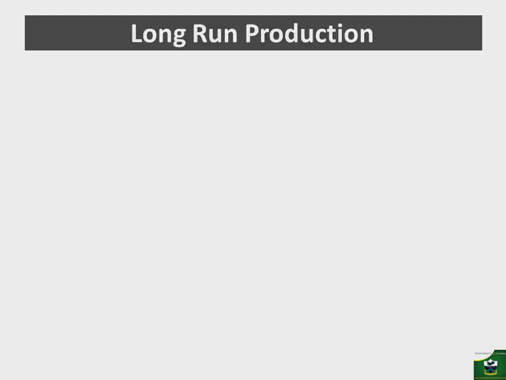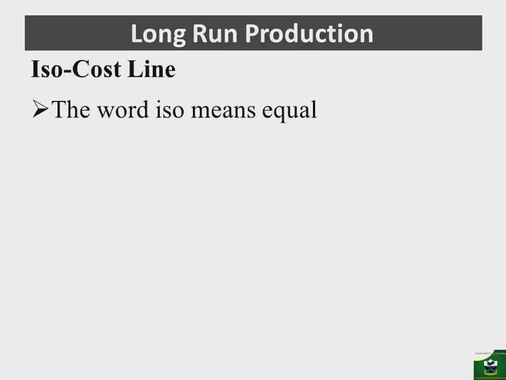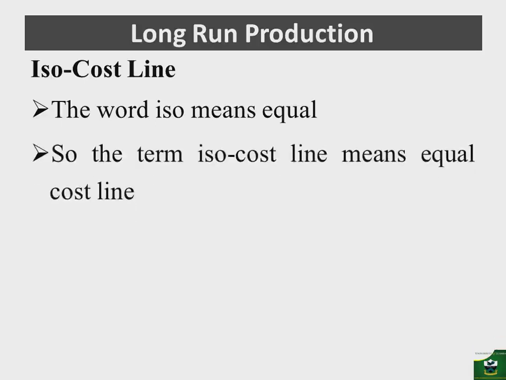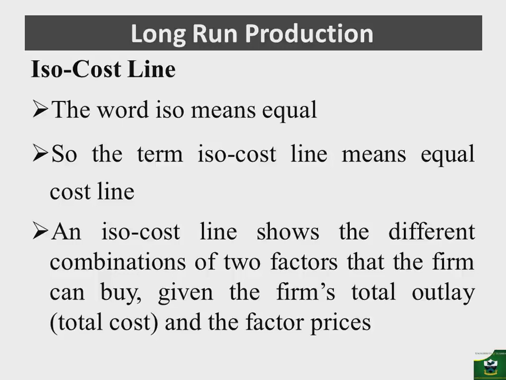So let's begin by looking at the ISO cost. The word ISO means equal. So the term ISO cost line means equal cost line. In other words, an ISO cost line shows the different combinations of two factors that the firm can buy given the firm's total outlay and the factor prices. So when we're talking about total outlay, we are talking about the total cost.